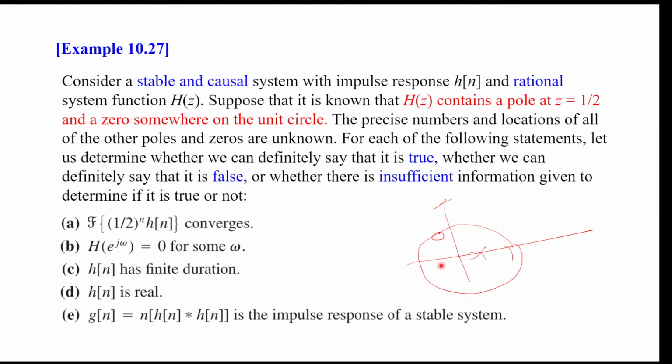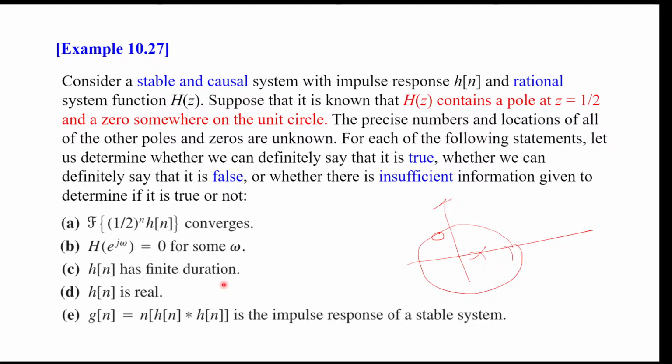And next one: h of n has finite duration. So this time domain signal has a finite duration. If you think it's true, raise your hand. If you think it's false, raise your hand. If you think it's maybe, raise your hand. People need to think. Let's think a little more. True? False?